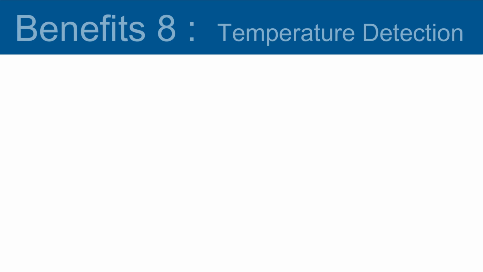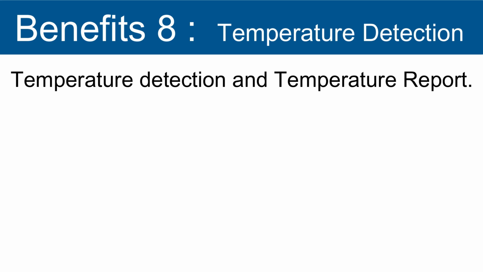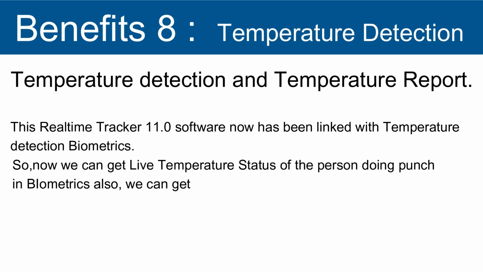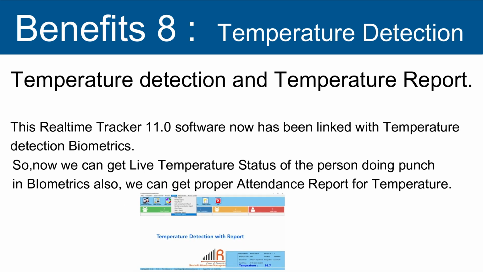Now coming to benefit point number 8, that is temperature detection. Yes, not only temperature detection, but it actually comes with temperature detection reports. This Real-Time Tracker 11.0 software is now linked with temperature detection biometrics. So now we can get the live temperature status of the person doing punch in biometrics, and also we can get that temperature report in a proper report format.